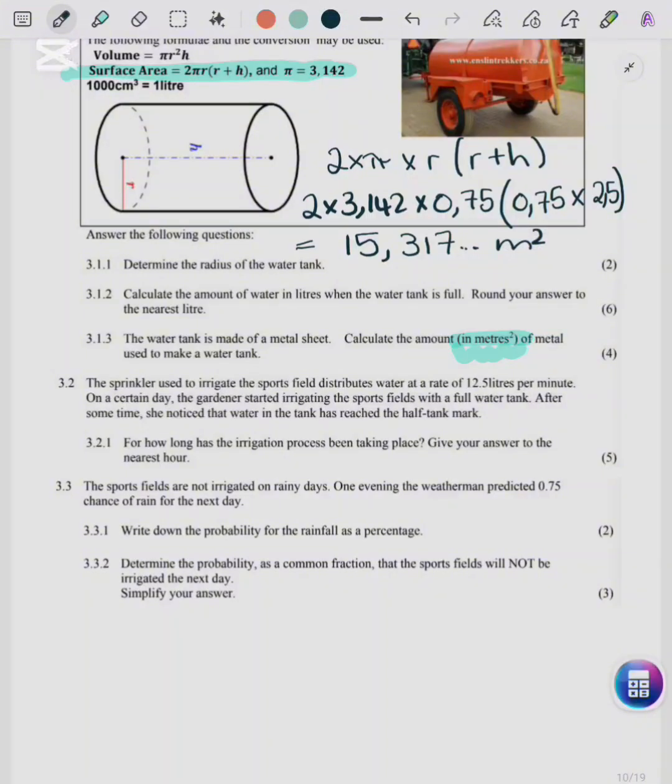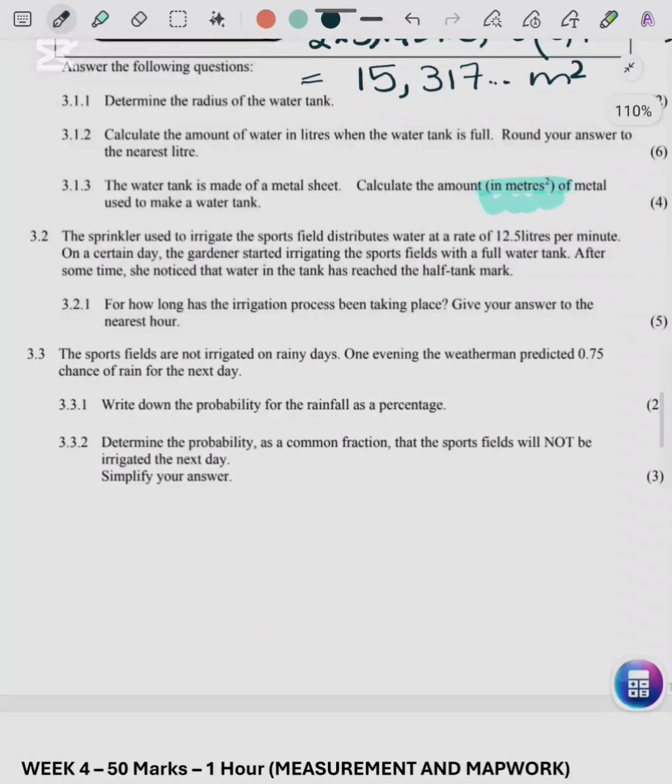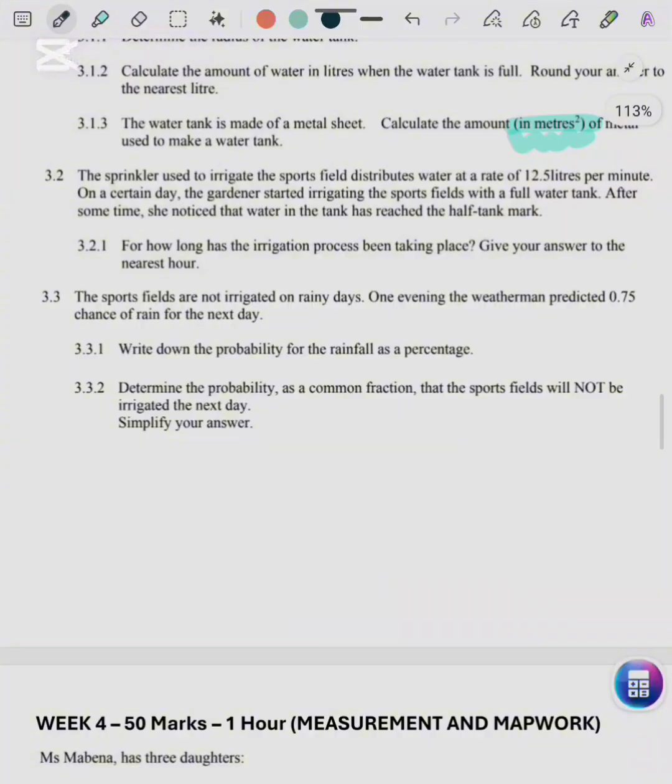Okay. Question number 3 now asks us about a sprinkler that's used to irrigate at the sports field. They tell us that it distributes water at a rate of 12,5 liters per minute. On a certain day, the gardener started irrigating with a full tank. After some time, she noticed that the water in the tank was at the halfway mark. For how long did the irrigation process take place? Give your answer to the nearest hour.